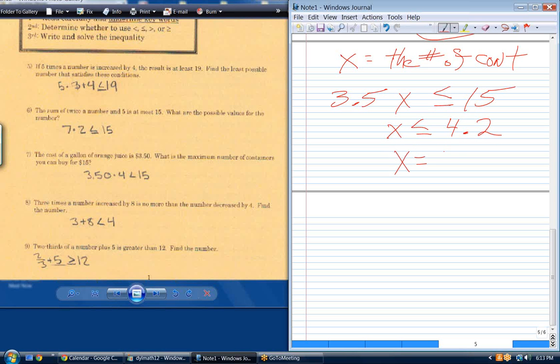4 containers. We can buy 4 containers. We can't buy 5. If we bought 5 containers, that would take $17.50, and we can't buy half a container. So that's why I didn't really care what this number was. As long as it was between 0 and 9, we know we're going to drop it. Okay, let's look at number 8.